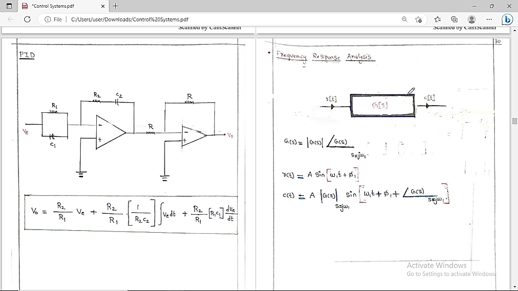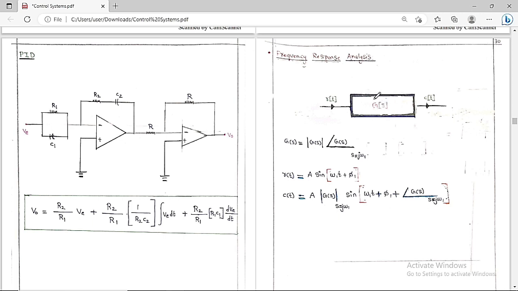Here sine means here also sine. Here cos means here also cos. The nature is the same, but the phase angles and the magnitudes are different. So the output magnitude is the input magnitude multiplied by the magnitude of the transfer function, and the output phase angle is the summation of the phase angle of the input plus the phase angle of the transfer function.